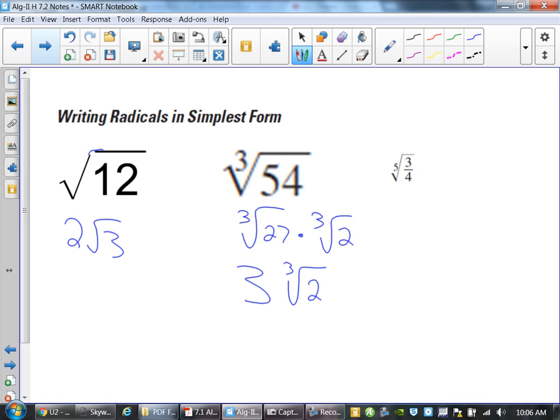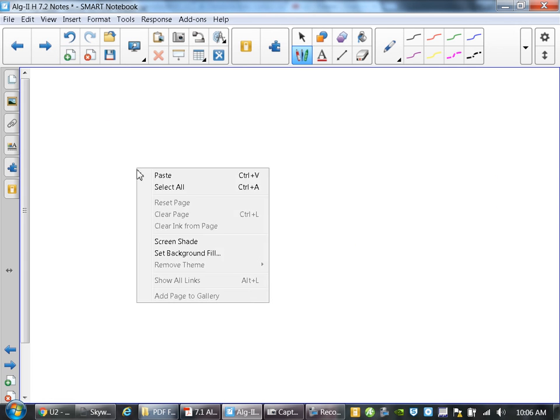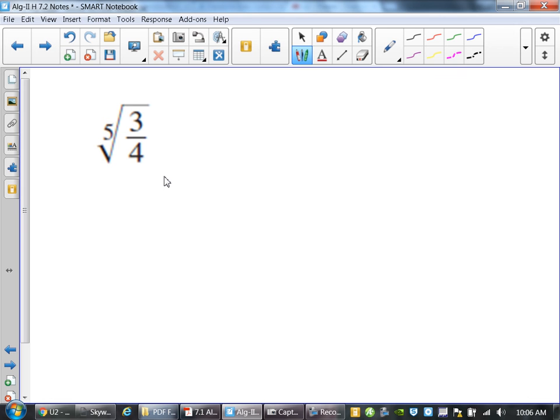The rationalizing is where things get interesting. Rationalizing. When I have the fifth root of 3/4, what I'm going to do is split that root into both, put it in both the numerator and the denominator. Very similar to what we did when we had the square root of 1/3. Square root of 1 over the square root of 3. We do the same thing.